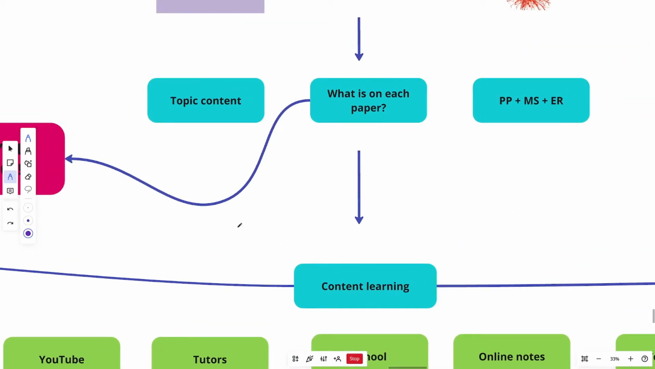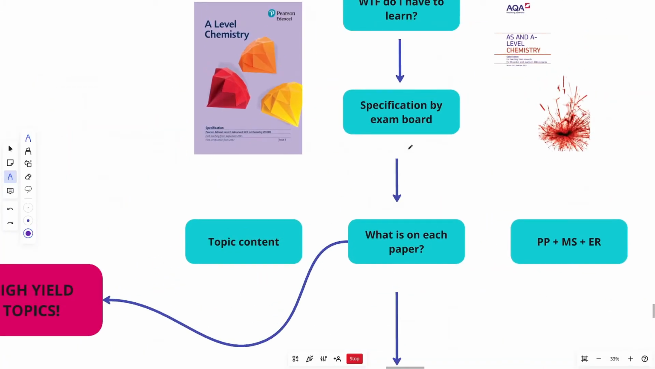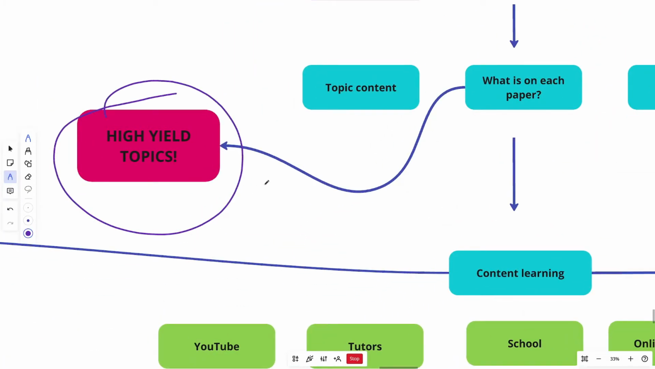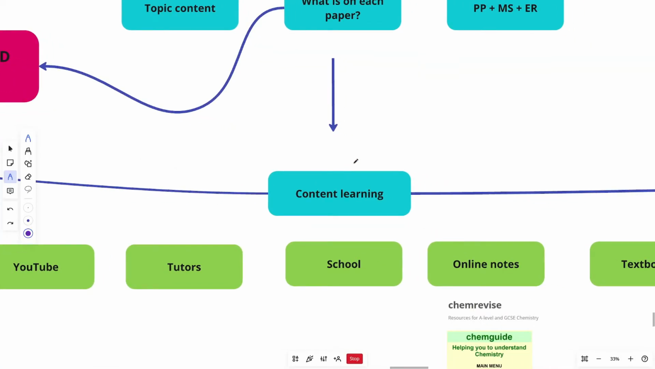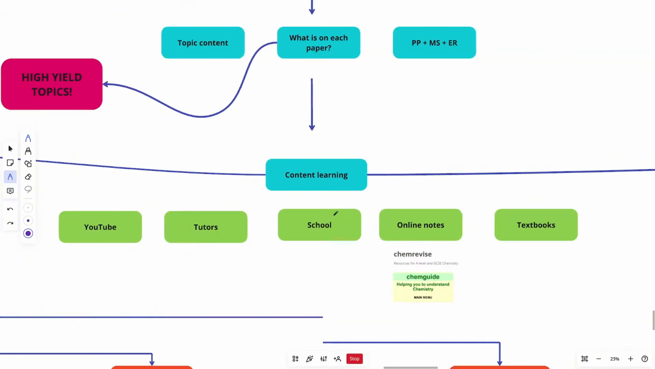All right. From there, we know what we need to learn from the specification. We know what the high yield topics are for AQA. It's going to have similar stuff for OCR, Edexcel, etc. But for AQA, you're sorted. I already have that on my channel. From there, we need to learn the content. Okay. We do this in a variety of ways.